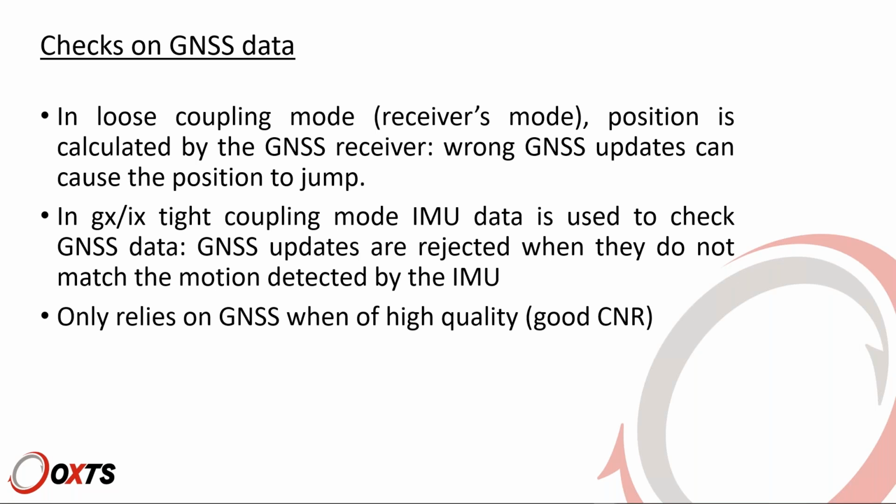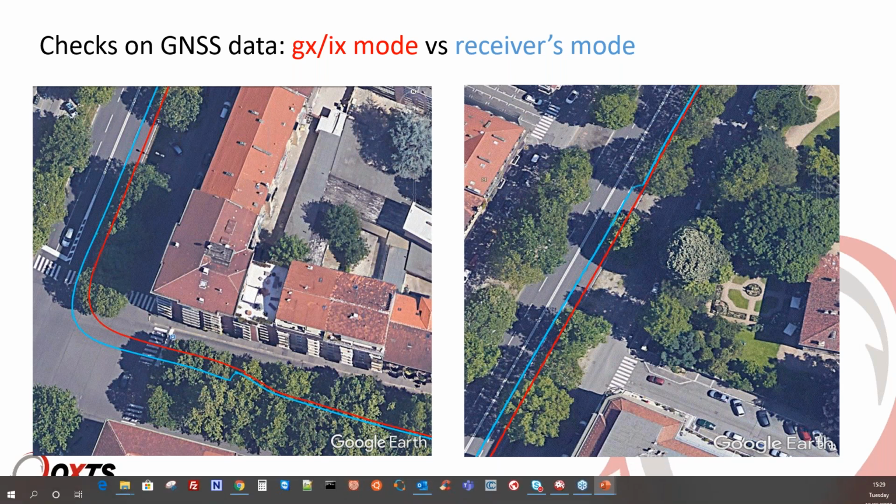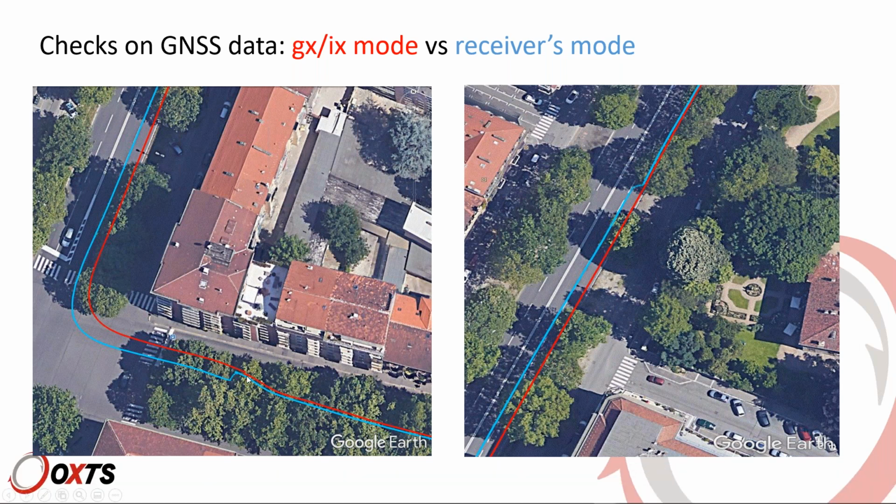This is an example on the ground. So down here on the left, you can see the red trace is the GXIX mode, whilst the blue one is the receivers mode. So this is the same data processed twice, in GXIX and in receivers mode or loose coupling. In this case, the vehicle was stationary at a traffic light. And while it was waiting, a GNSS update came in that was basically wrong because of multipath. So you can see that the blue trace has a jump to the left of about 1 meter. The red trace, though, doesn't show this jump.